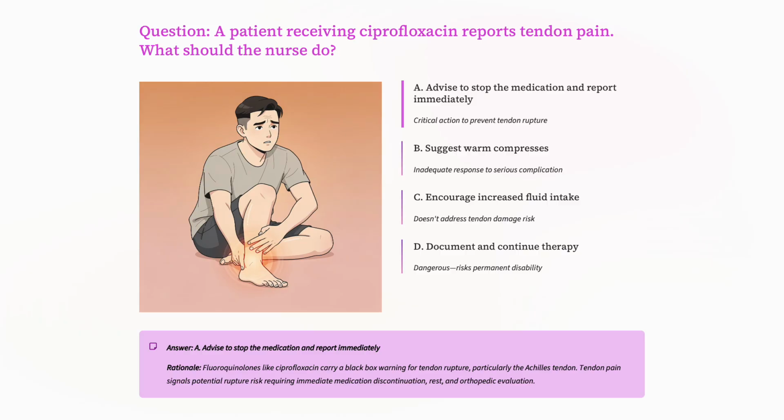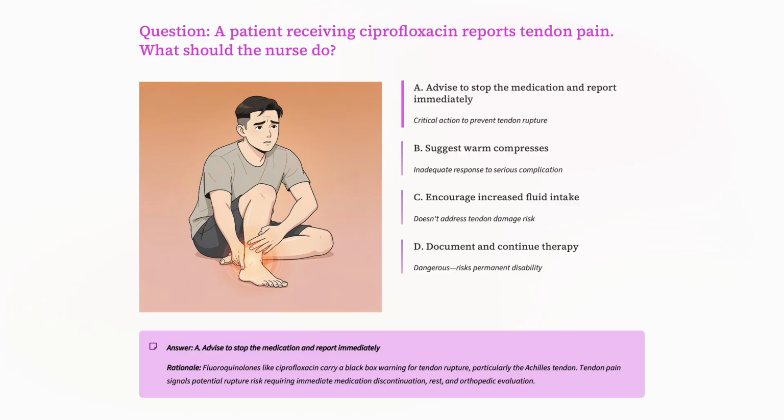A patient receiving Cipro reports tendon pain. What do you do? Okay, Cipro, tendon pain. What am I going to do? Okay, we're going to tell them to stop taking the medication and report. Or we're going to suggest warm compresses. Tendon pain is a serious complication of Cipro, so a warm compress is not going to do anything for that.